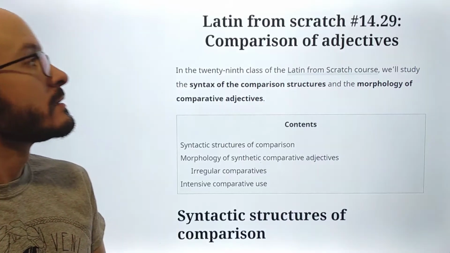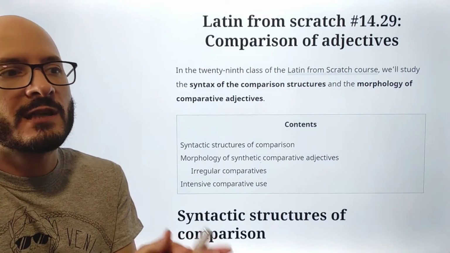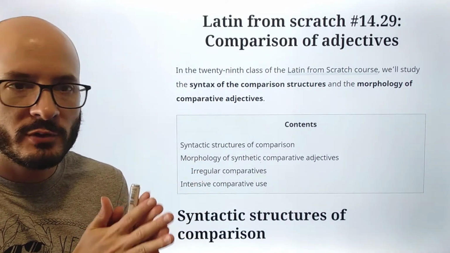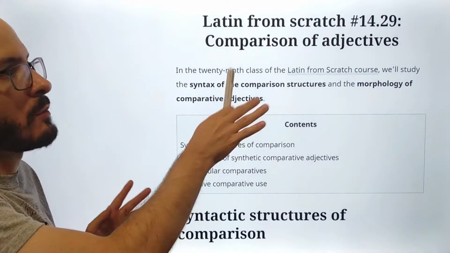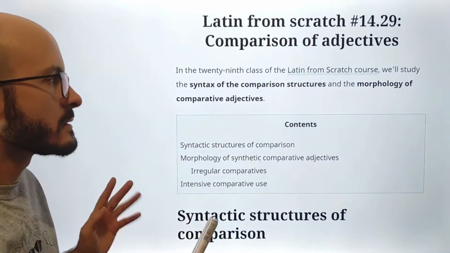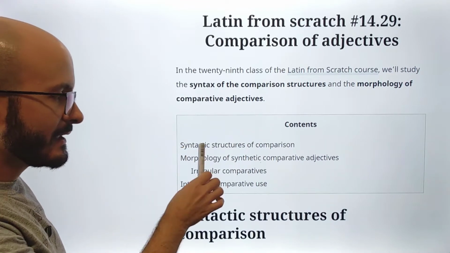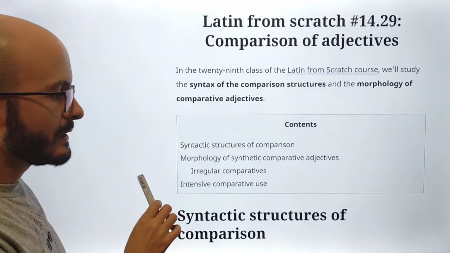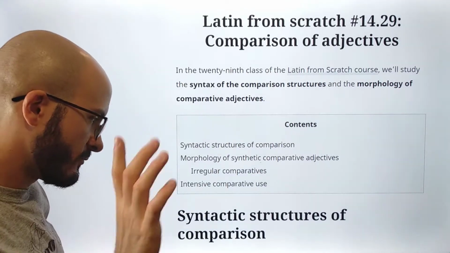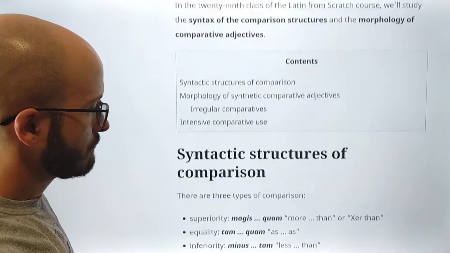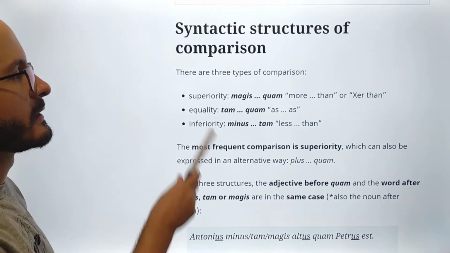Latin from scratch, comparison of adjectives. This module is to have some rest after the two previous modules, which were quite difficult with cum, ut, etc. So comparison of adjectives is going to be quite easy, okay? Let's study first the syntactic structures of comparison in Latin and then the morphology of synthetic comparative adjectives. Don't freak out yet. Yeah, a few things we will study now, but not hard.